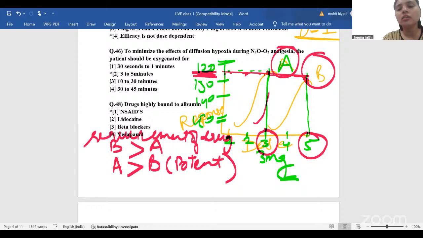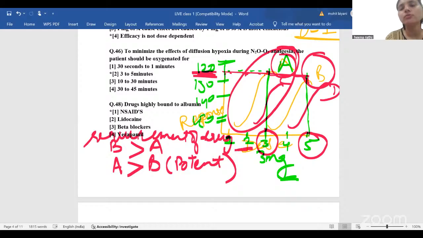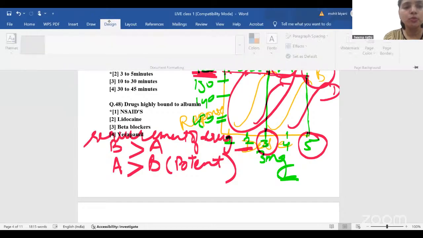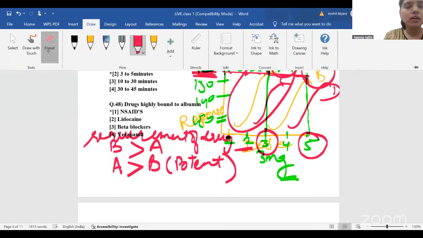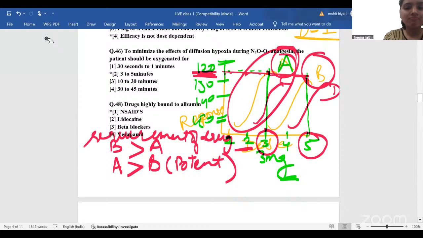If there is another drug, drug C, and there is drug D, in this graph, the curve which lies more towards the left is more potent, because a lesser dose will be required for this. A lesser dose of the drug will be required. So it is always more potent when the drug curve is more towards the left.